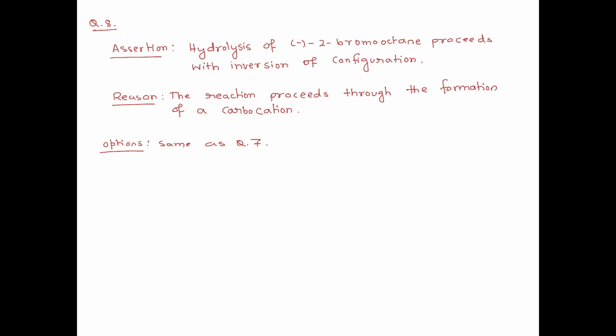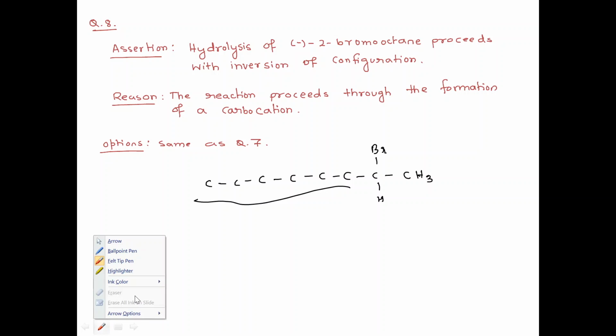The reason says the reaction proceeds through the formation of carbocation. Okay, so now try to draw that 2-bromooctane. I'll draw this in a linear fashion at first. Octane means 1 2 3 4 5 6 7 8 carbons, and 2-bromo means the bromine is on carbon 2. I'll not fill in the hydrogens, but you can. So this is CH3, here is H, and there is the rest of the chain.